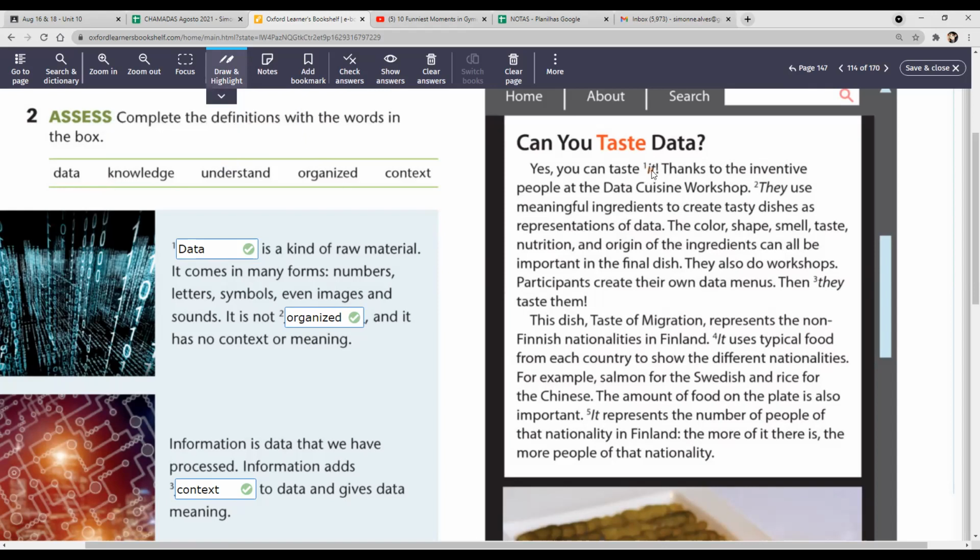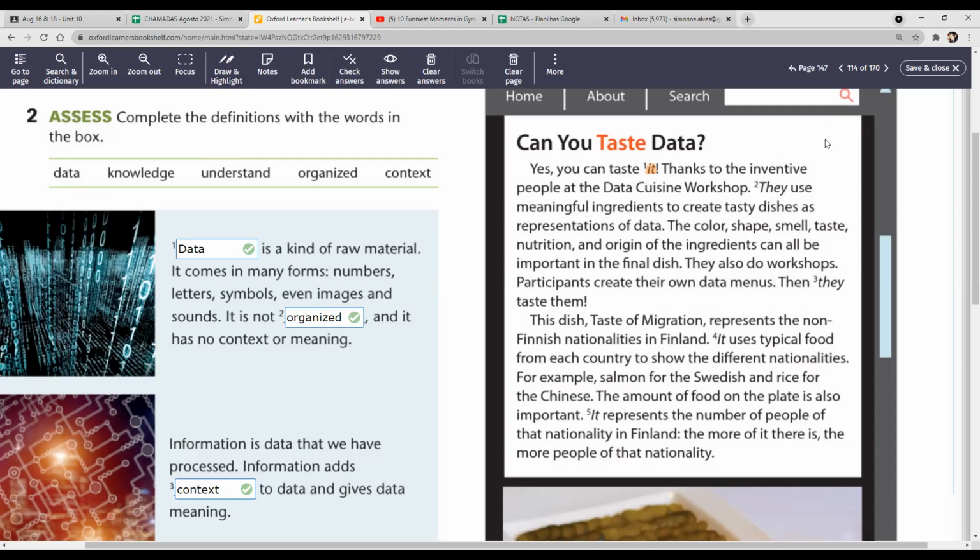Okay, the first one, the pronoun is it. So what does it refer to? The question is, can you taste data? Oh yes, you can taste it. So it refers to what? Here the question is, can you taste data? Then the answer is, yes, you can taste it. So, what does the pronoun it refer to? Taste? It refers to the verb. No. It refers to data. Yes, very nice.